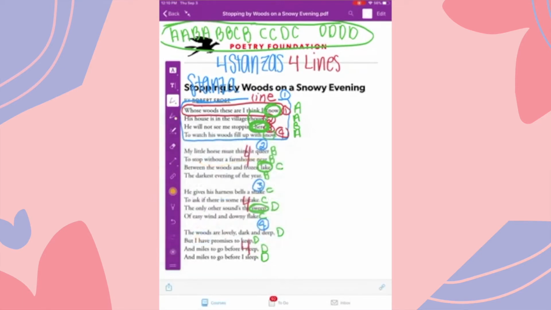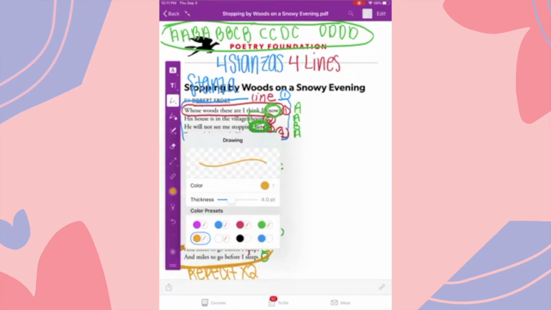Okay, next up, what are we noticing about the last 2 lines here? "And miles to go before I sleep, and miles to go before I sleep." These lines are repetitious. They repeat. Your poem that you create is going to end with 2 lines that are the exact same. It will be repetitious. Okay, so we're pulling out all of these different poetic elements here.